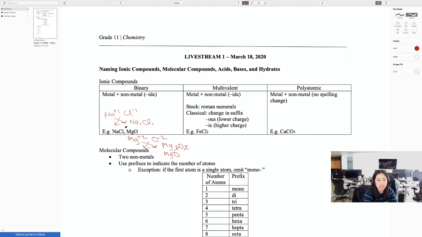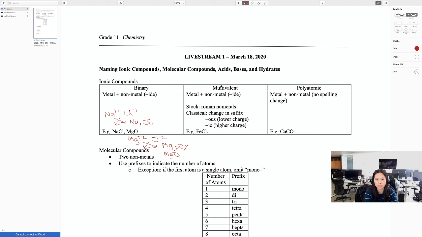So again, even though you only have one of the sodium and one of the magnesium, as well as chlorine and oxygen, you don't say mono, so we don't use prefixes at all. And then we only change the spelling by adding a suffix for your non-metal component.